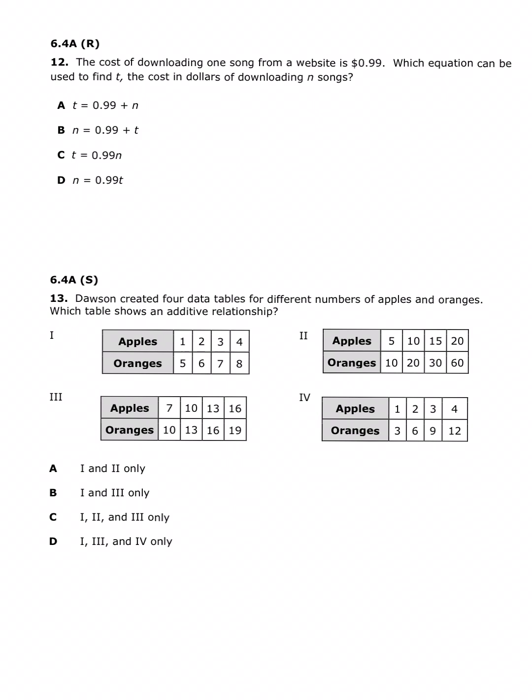Number 13. Dawson created 4 data tables for different numbers of apples and oranges. Which table shows an additive relationship? A. 1 and 2 only. B. 1 and 3 only. C. 1, 2, and 3 only. D. 1, 3, and 4 only.